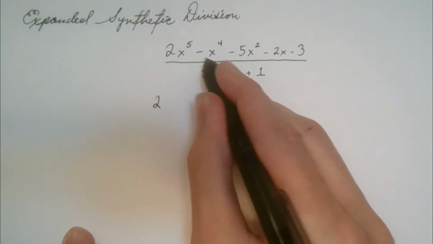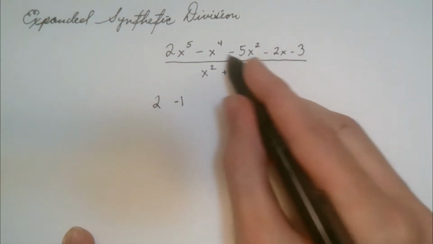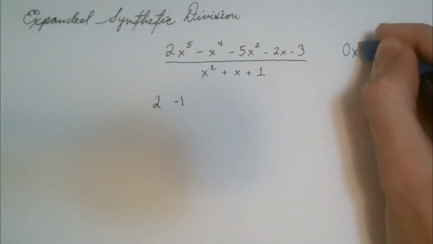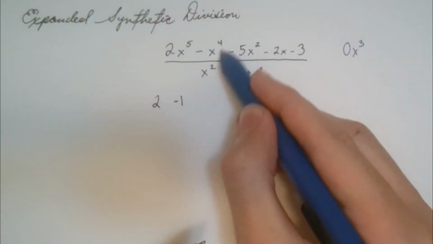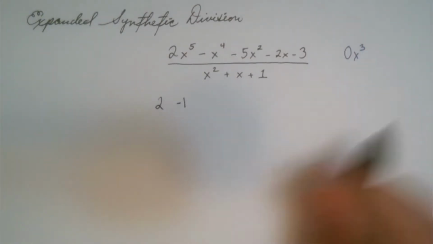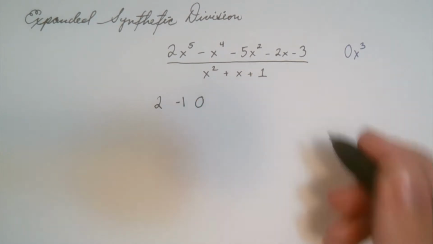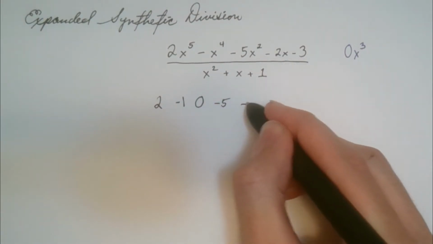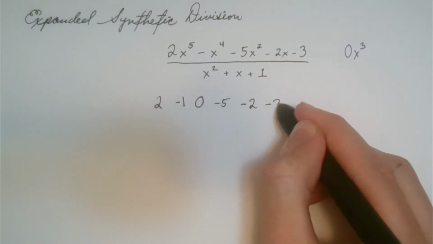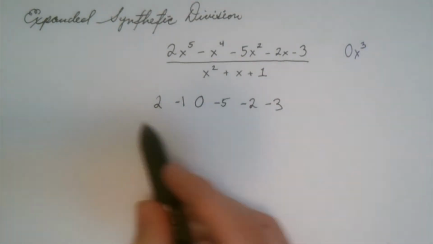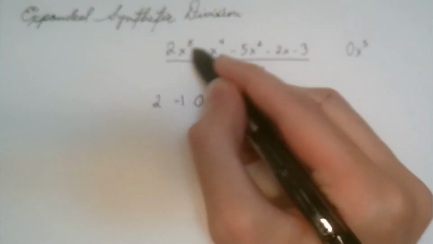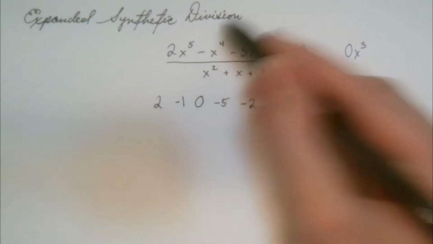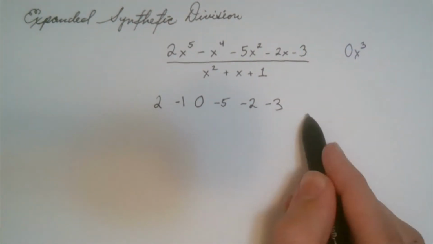So we have 2, we have -1. Now remember that we have a 0x cubed right inside here. So we have to account for that. So 0 goes right there. And then we have -5, we have -2, and we have -3. So just to be sure that we're doing this correctly, we take 5, the degree of the polynomial of the numerator, we add 1, which is 6. So we should have 6 numbers here, and we do.